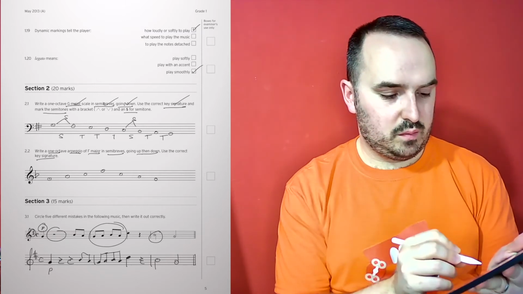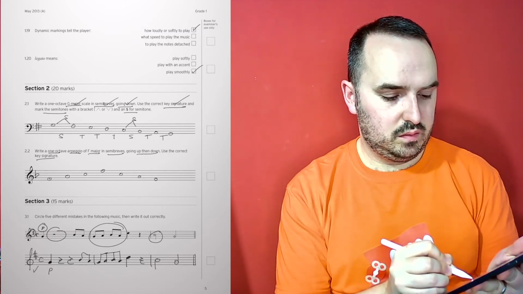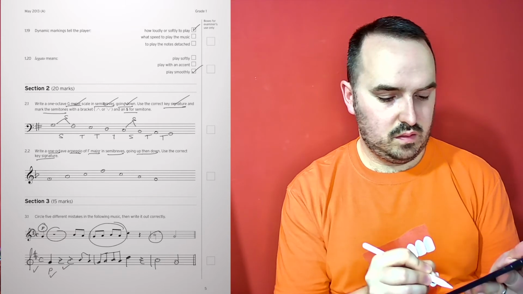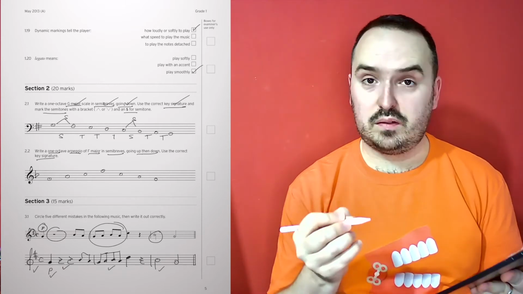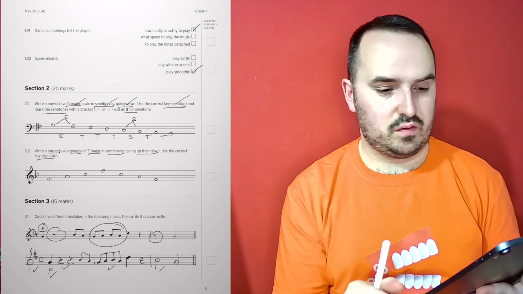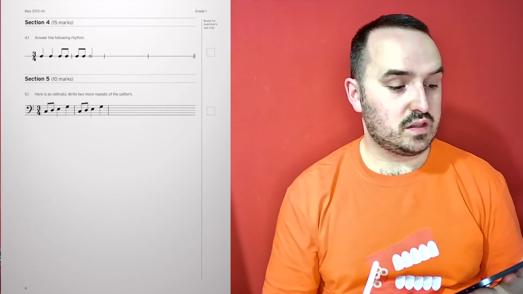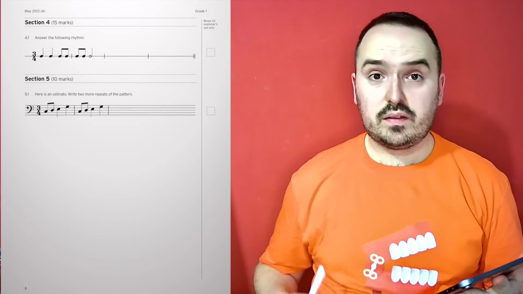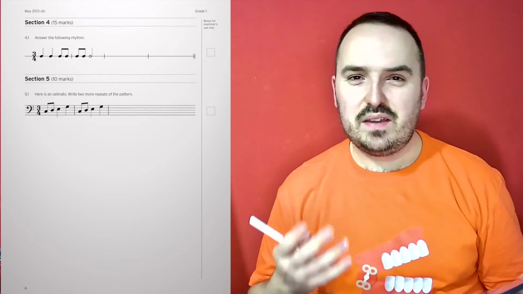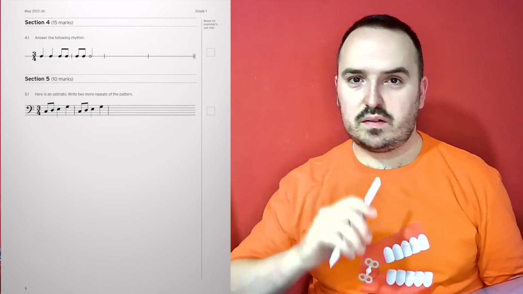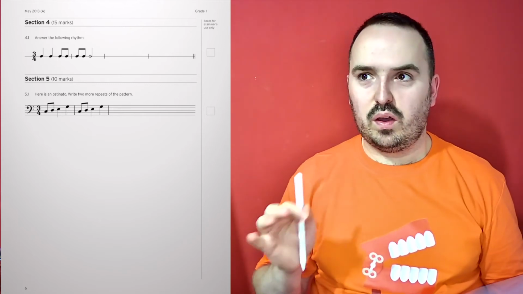So just double check, we've got our 1, 2, 3, 4, 5 mistakes correctly identified and corrected. Okay, so next section, section 4. Answer the following rhythm. This is one of my favourite sort of questions in these exams because there's suddenly a bit of scope for individuality.